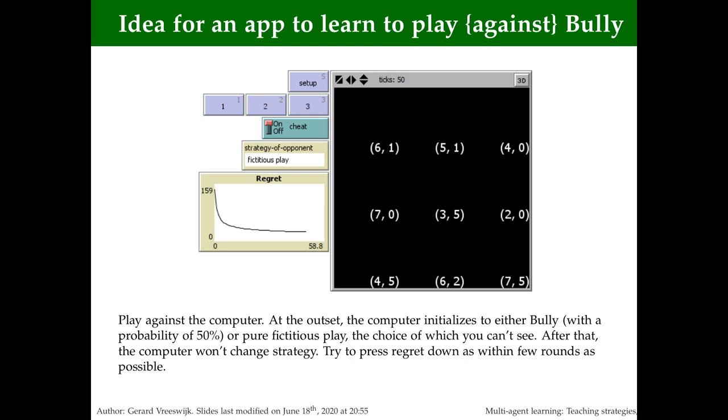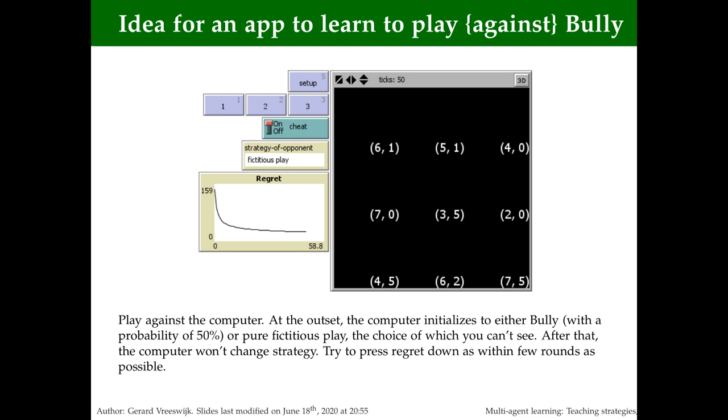After the computer has chosen, it sticks to that strategy, and then you start playing without knowing if your opponent, so the computer, has chosen Bully or fictitious play, unless you cheat. So there I made a cheat switch, and if you switch it on, you can actually see what the opponent has chosen, but in the actual version of the game you aren't allowed to cheat, of course. And then the challenge is to try to press regret down within as few rounds as possible.